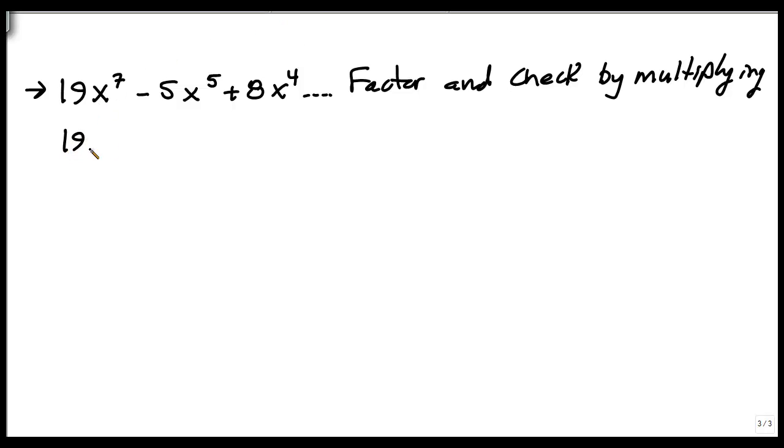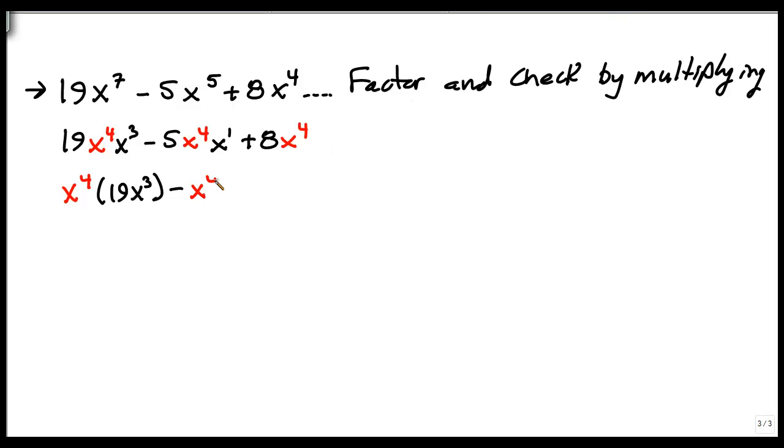So I could rewrite this as 19x cubed minus 5x to the 4th, where x to the 4th is what we decided was our greatest common factor. If I factor out an x to the 4th, I'm left with an x to the 1st. Remember, when you multiply like bases, you add exponents. And then of course I have x to the 4th here. And just rewriting these because that's what I like to do, I have x to the 4th times 19x cubed, minus that x to the 4th again times 5x, plus that x to the 4th again times 8.